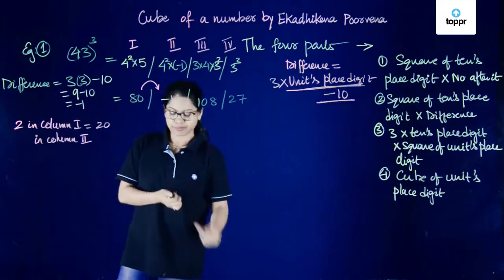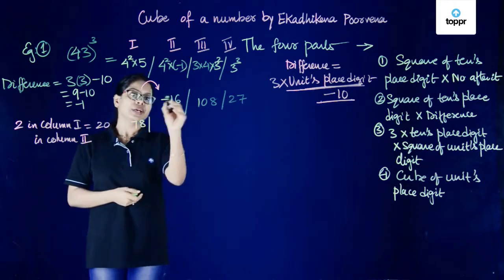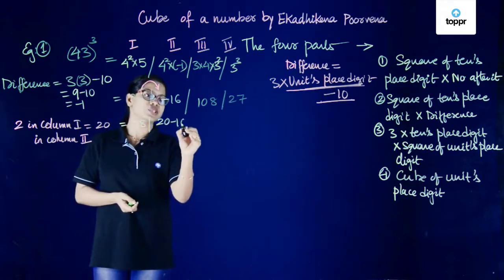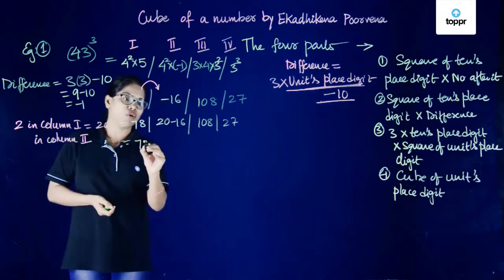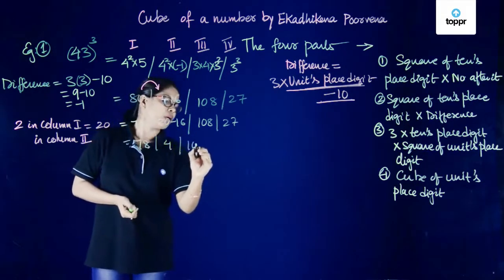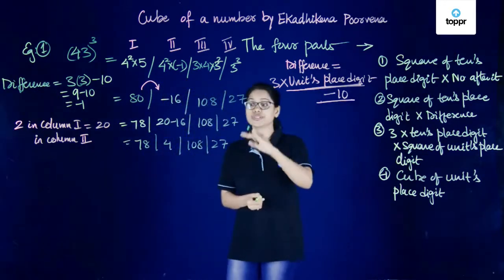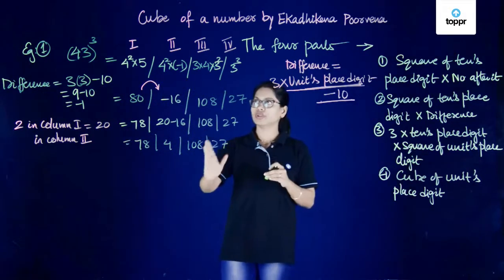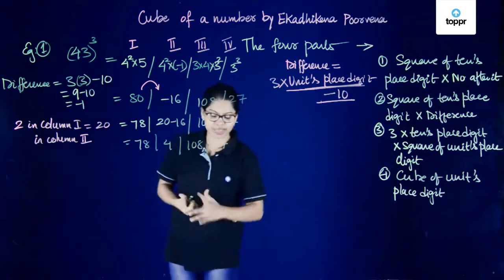So shifting 2 leaves us with 80 minus 2, that's 78, then 20 minus 16, and 108 and 27. So we have all positive now, but still not close to the answer, because the most important step towards the end is making sure that columns 2, 3 and 4 are all single digits. We can very easily do that.